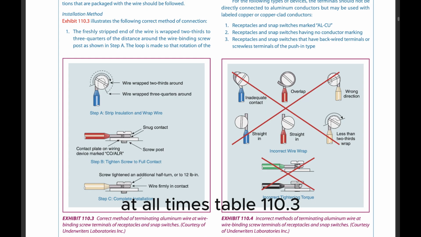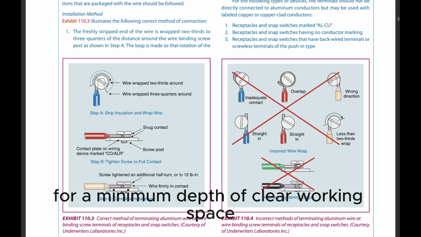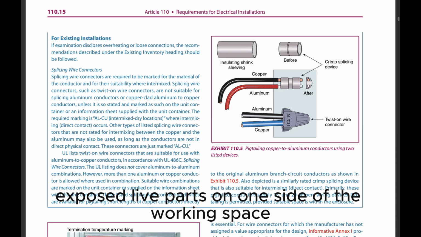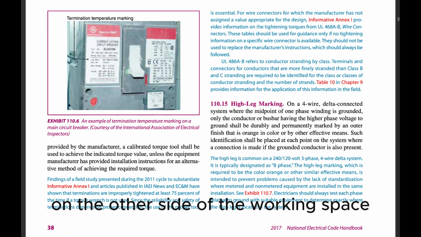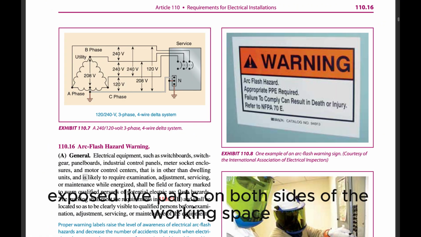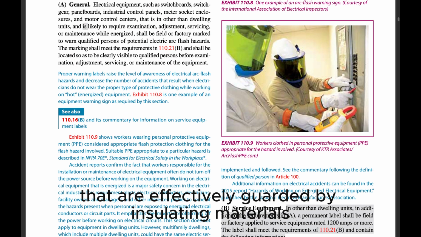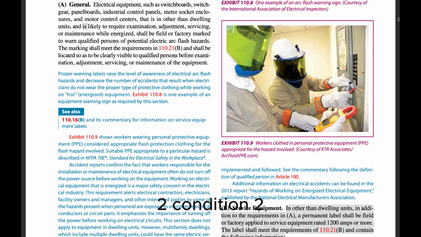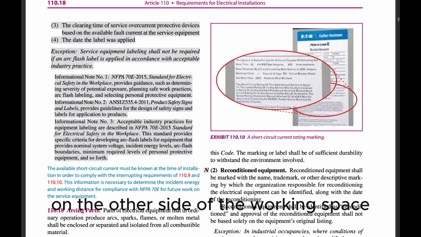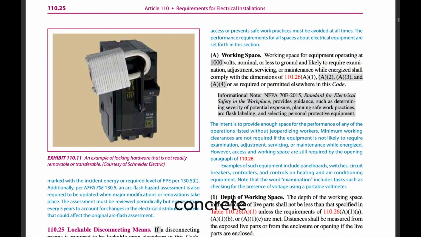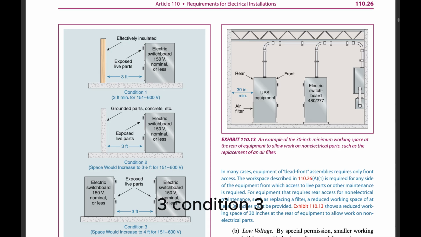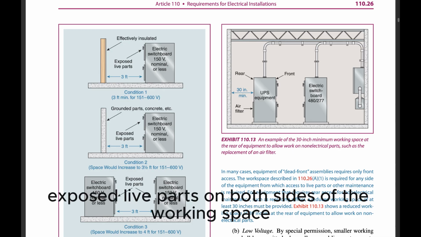Table 110.34 for the minimum depth of clear working space at electrical equipment. Condition 1: exposed live parts on one side of the working space and no live or grounded parts on the other side of the working space, or exposed live parts on both sides of the working space that are effectively guarded by insulating materials. Condition 2: exposed live parts on one side of the working space and grounded parts on the other side of the working space. Concrete, brick, or tile walls shall be considered as grounded. Condition 3: exposed live parts on both sides of the working space.